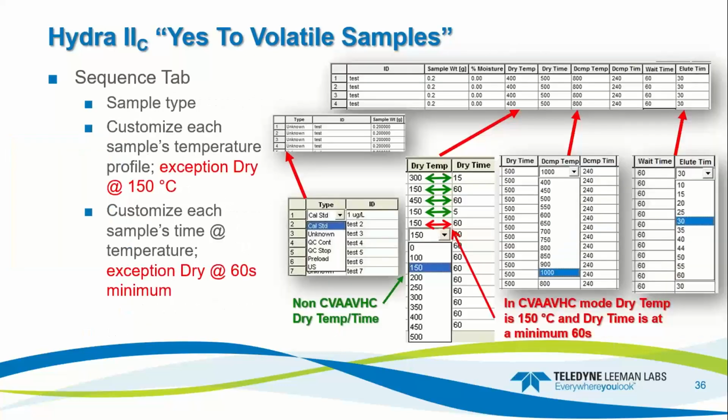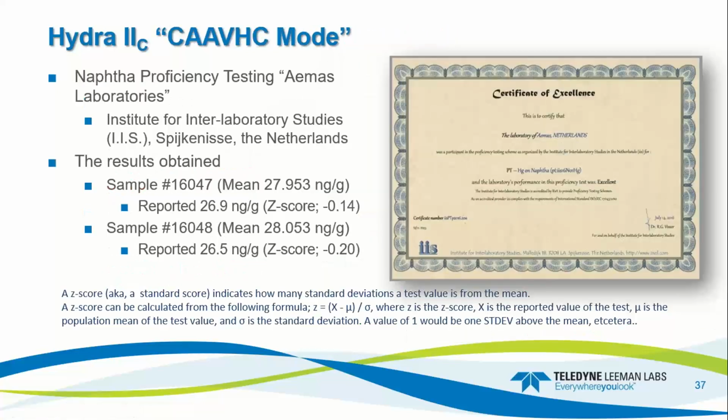Method and all that, none of that changes. Sequence is exactly the same, with the exception of the dry time and dry temperature. So here is non-VHC. In VHC mode, it's hard-coded in. You cannot adjust it. So all of this is exactly the same with the exception of dry temperature and dry time. You can't change that.